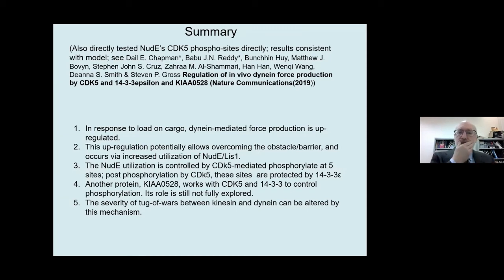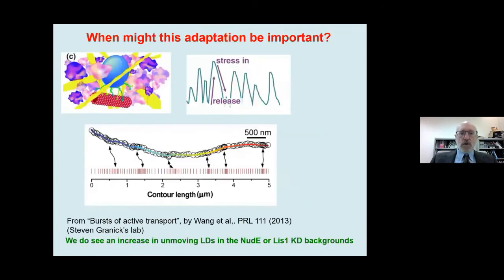Okay, so in summary here, in response to load on the cargo, dynein force production is upregulated. It involves increased utilization of NudE and Lis1 controlled by CDK5. Okay, so when might it be important? Well, when you get stuck, you might need to overcome being stuck. And there are these bursts of active transport that were observed in the cell. And we think that was done by Steve Granick, and it was reported by Wang et al. in 2013.